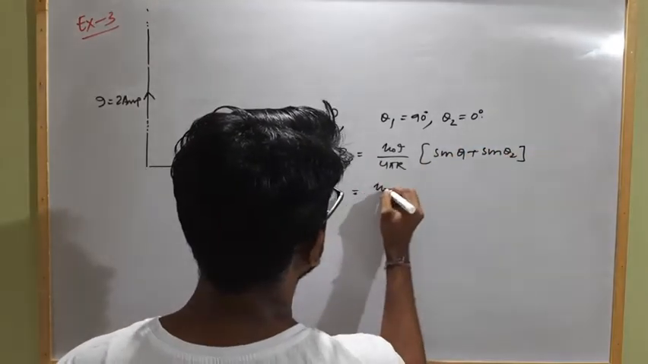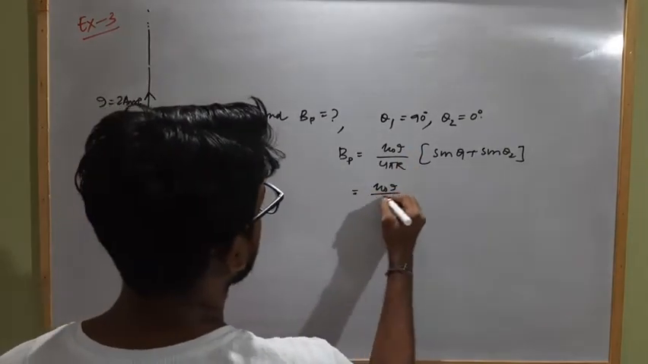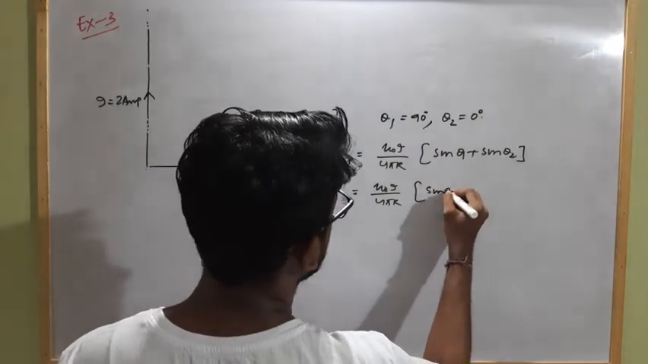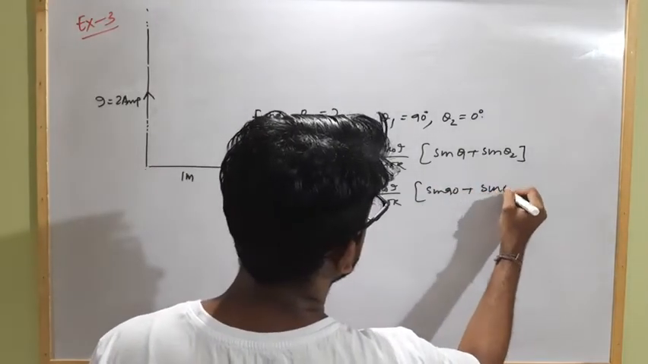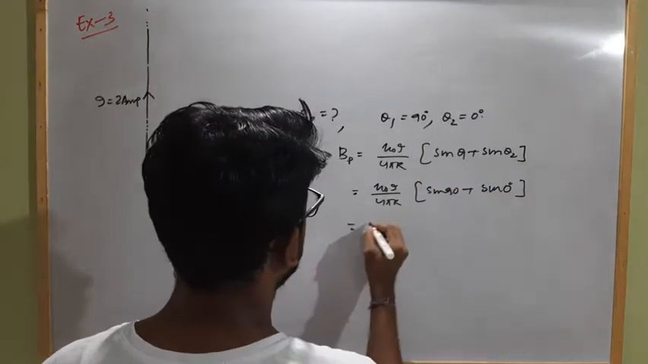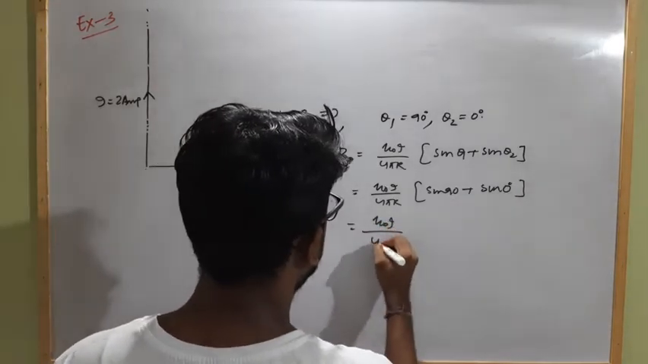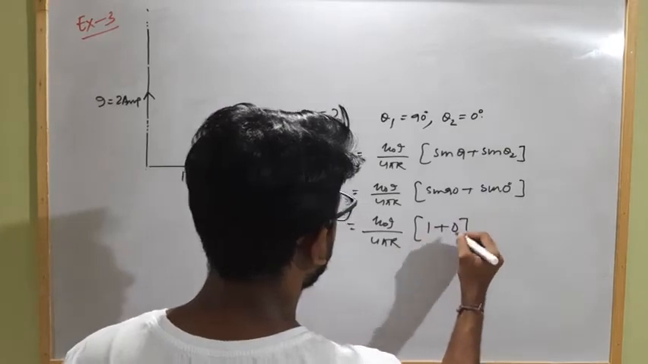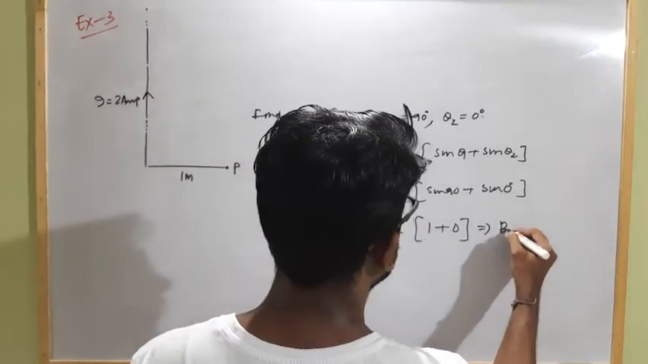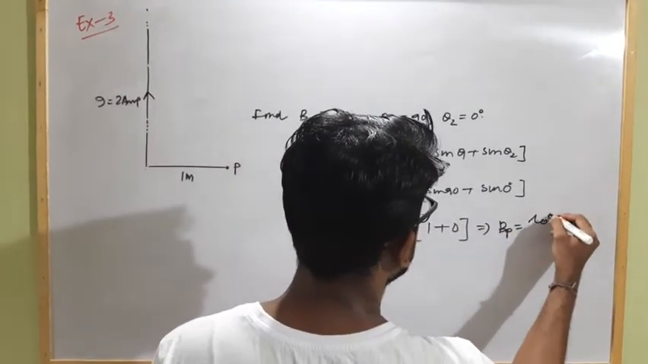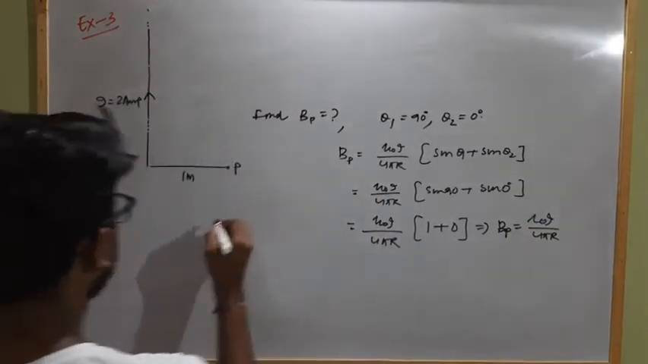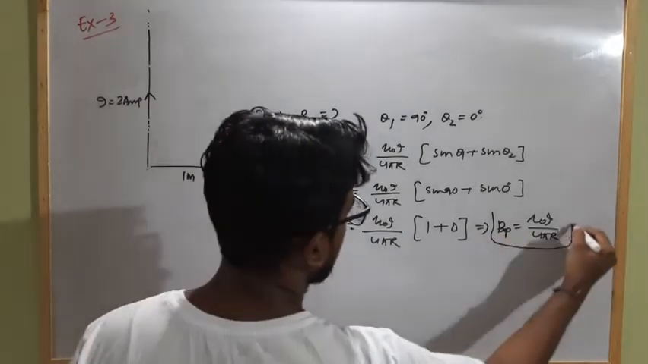This can be written as mu naught I by 4 pi r into sin 90 plus sin 0. So this will become mu naught I by 4 pi r, sin 90 will be 1, plus 0. So this implies BP equal to how much? Mu naught I by 4 pi r. So here this is the expression for BP.